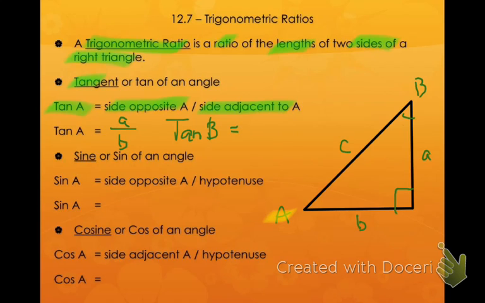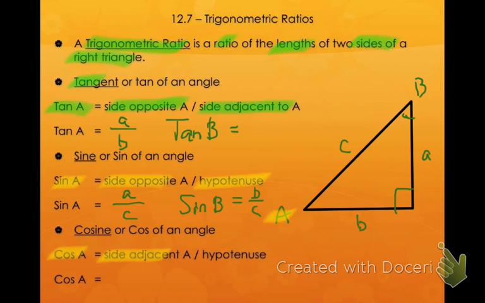So now sine here. Sine is the side opposite over the hypotenuse. So if I'm finding the sine of A, I look opposite of it is the side A, and the hypotenuse is C. Sine of my angle B over here, look across from it and it's a lowercase b over hypotenuse, which is C.